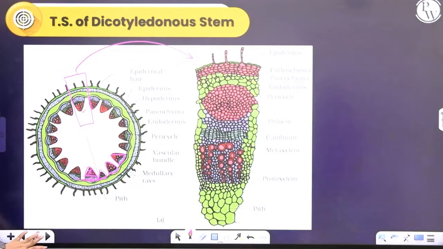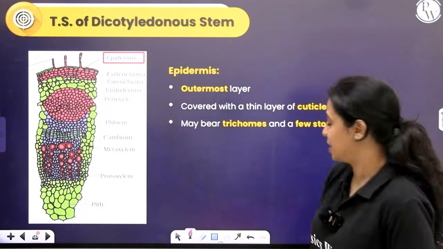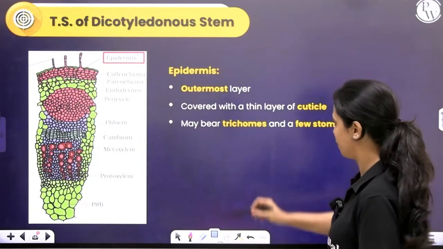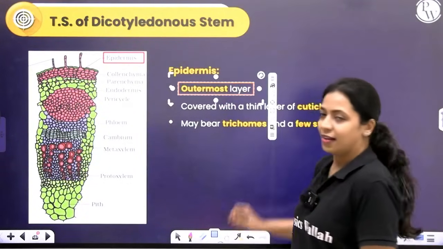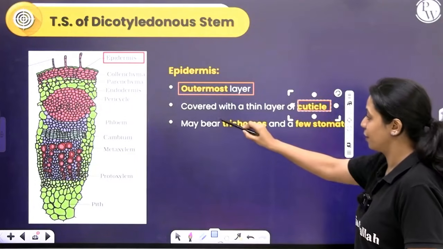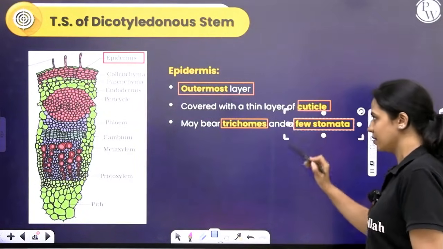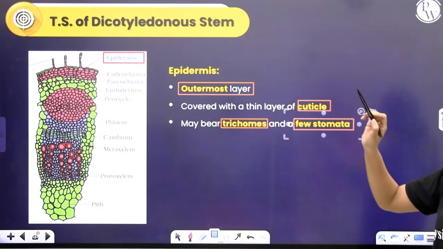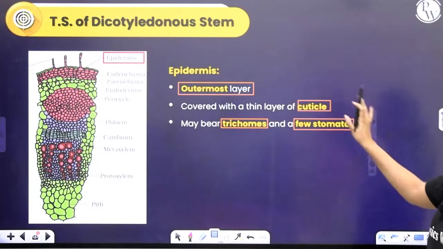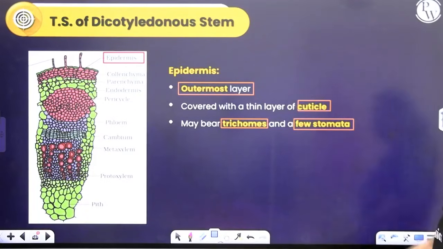We'll start from the outside. As always, the outermost layer is the epidermis. In stems, trichomes may be present, and in some young stems you can see the presence of cuticle as well. If it is a young stem, you can see the presence of stomata as well. These are the epidermal appendages, like the trichome and the stomata. All of these are part of the epidermal tissue system, so you can see them in the epidermis.